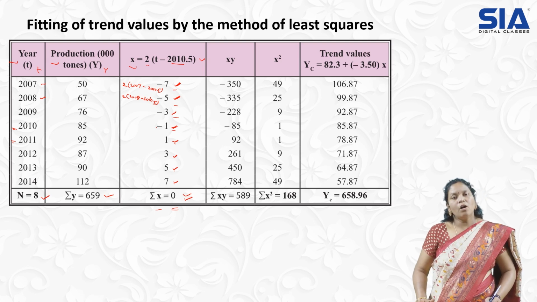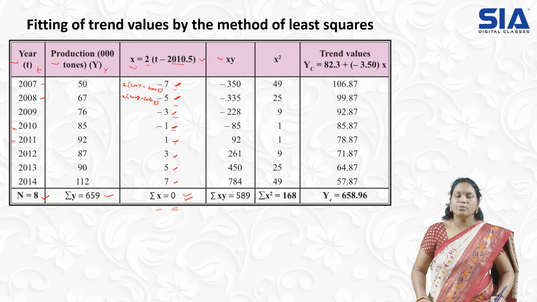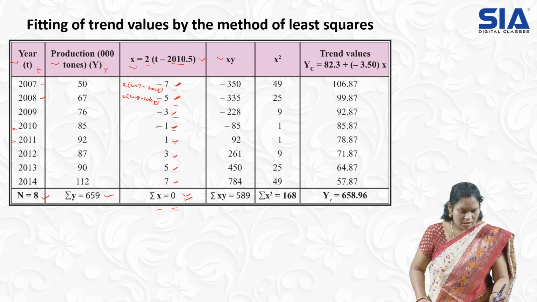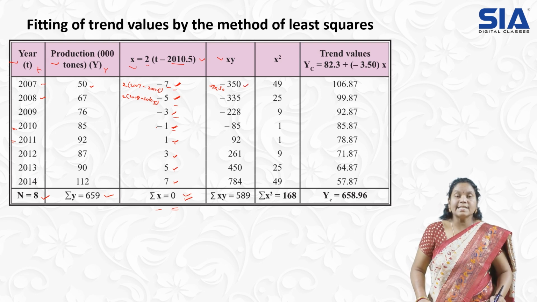Now let us go for all the other columns. I need the xy column here. So how to do the xy column? Simply take the x values and multiply with the y values. So x I have is minus 7, so minus 7 into the y value I have, 50. Minus 7 into 50 is 350, minus 350.